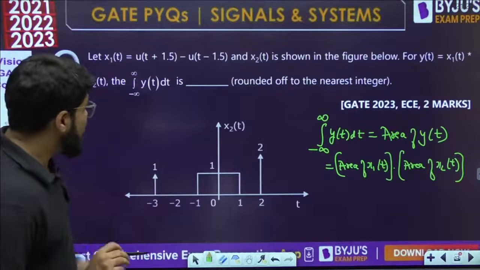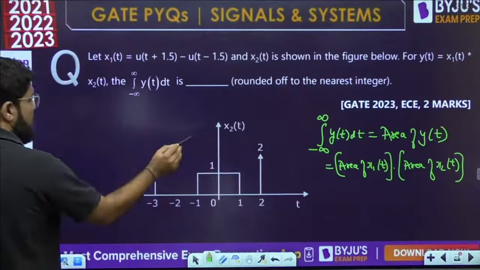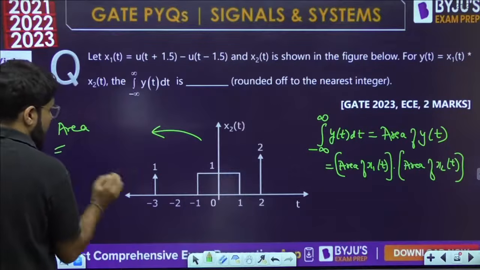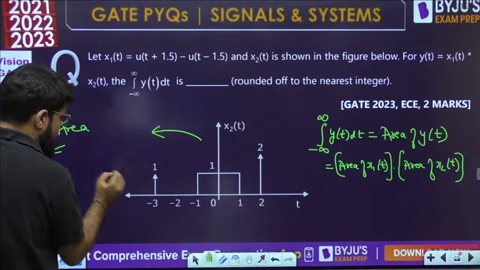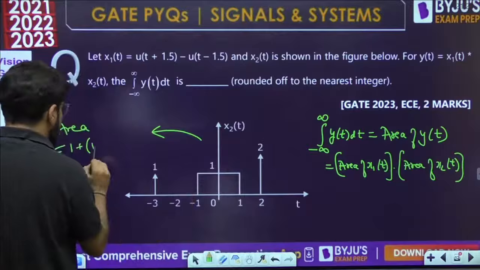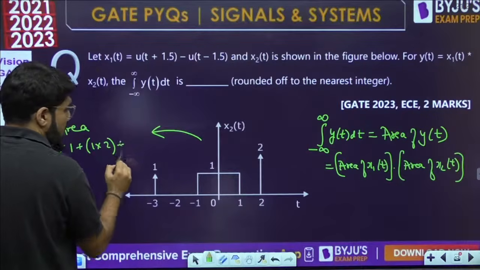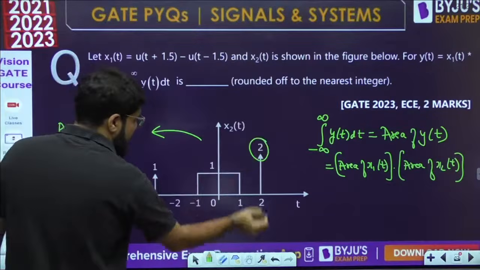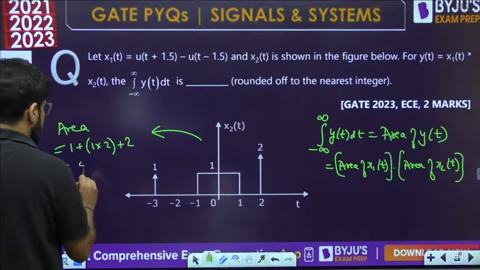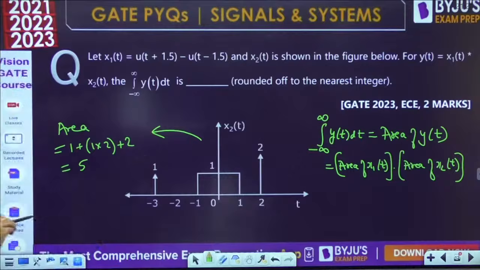Now, what is the area of x2(t)? It has a unit impulse, which represents area 1, plus a rectangular portion. The area is height into base. Height is 1, base is equal to 2. Plus again a unit impulse with area equal to 2. So this is 1 plus 2 plus 2, equal to 5. So the area of the x2(t) signal is 5.